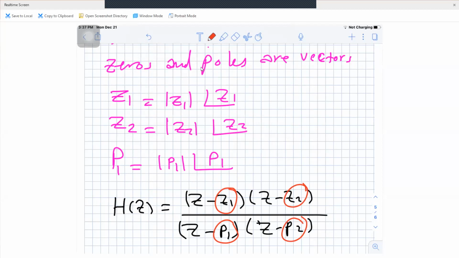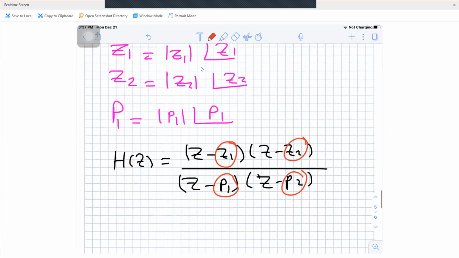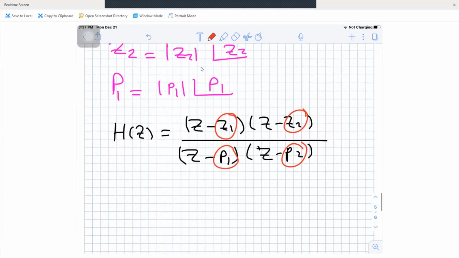First of all, let us talk about Z1. In the design of IIR filters using the pole-zero placement method, the magnitude of Z1 equals the magnitude of Z2 and equals 1. The magnitude of the zeros is considered 1, so it's very simple and easy. The remaining task is to determine the angle of each zero.